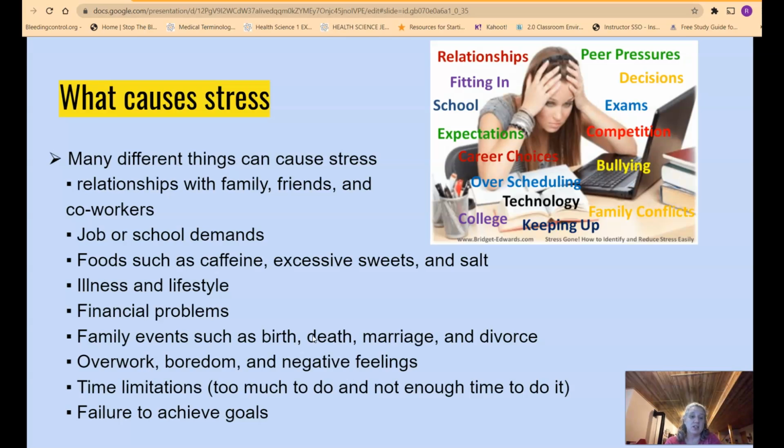There are many causes of stress. It could be work, it could be jobs, it could be expectations of other people, relationships, family dynamics could cause it, overwork, negative feelings. And the picture there is the stress that many teens experience: relationships, fitting in at school, expectations that people have for you, trying to find what career to go into or what college to go to.